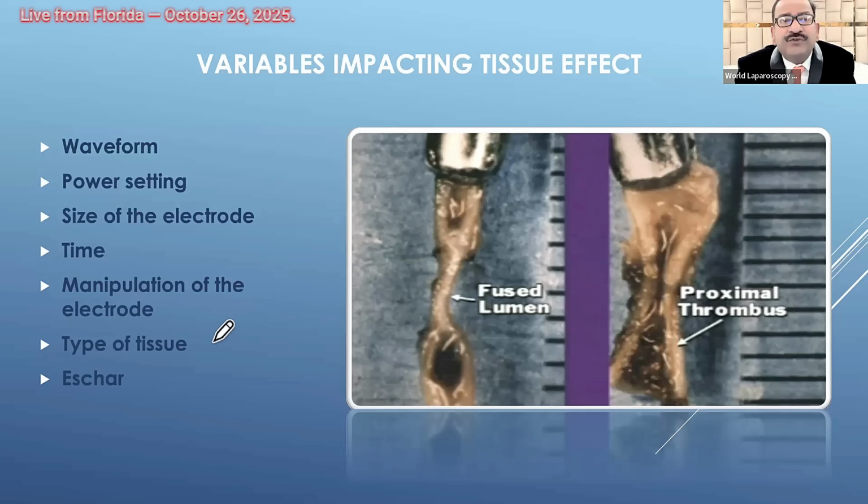Then the type of tissue: tissue which has more water content, we should use less wattage. Suppose you have a mesoappendix, a fallopian tube, or any mesentery, or in a sleeve gastrectomy you are taking the short gastrics, you do not need much wattage because those have fatty content. Tissue which is harder, like ligament or tendon, such as the uterosacral ligament or a fibroid, needs more wattage. So type of tissue is also important.